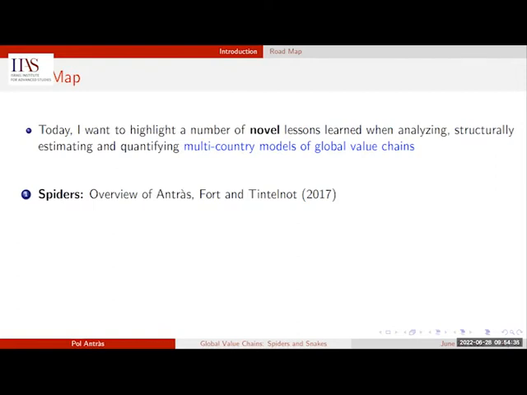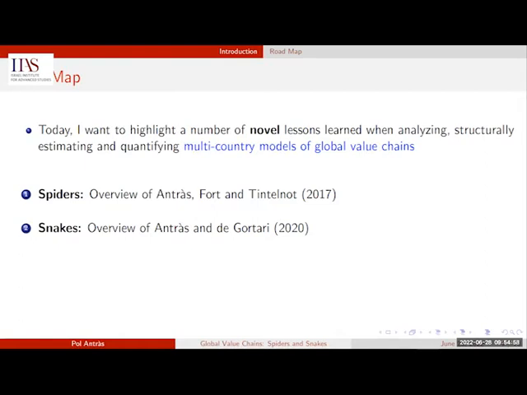I want to try to tell you what we have learned from studying multi-country models of global value chains. Obviously this is going to be focused on my work, but I'm going to try to flag other people's work and avenues for future research. I'm going to first tell you about a paper on spiders, which is joint work with Teresa Ford and Felix Tintelnot.